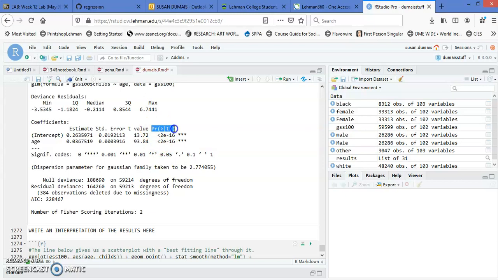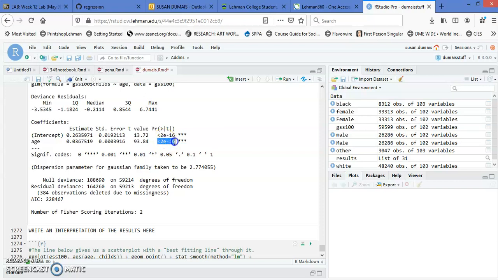Okay. The other thing that I want you to look at is over in this last column. The heading of it is Pr(>|t|). Basically, this is a part of the table that gives you the p-value, or the probability that you would have gotten results like the ones that you did if there was actually no relationship between age and number of children.